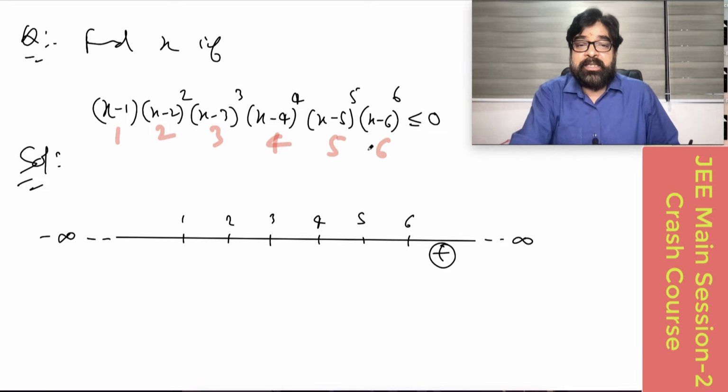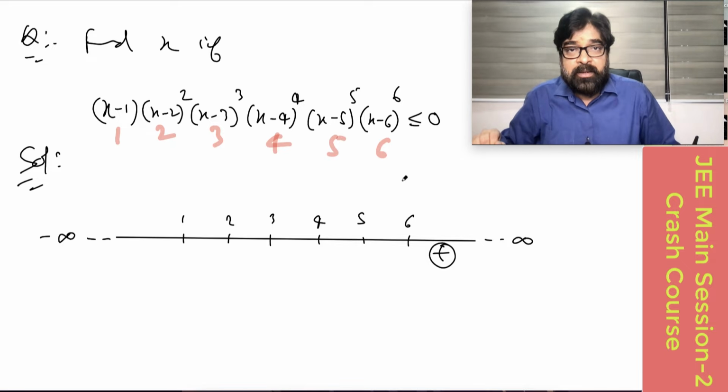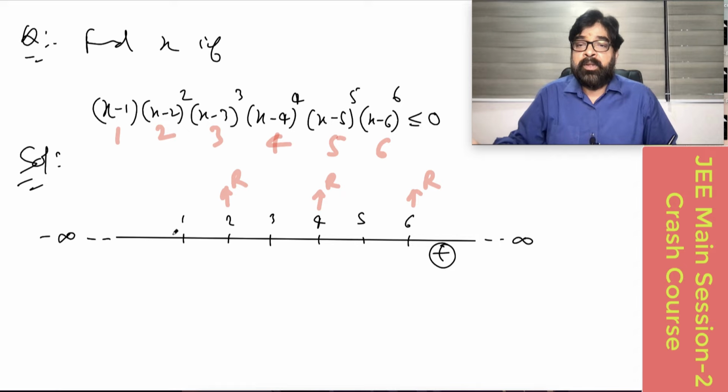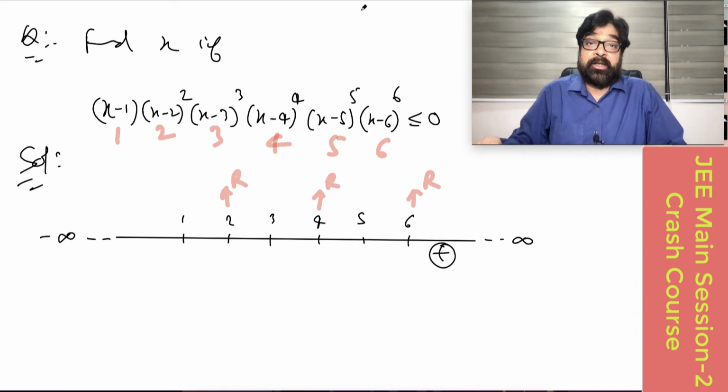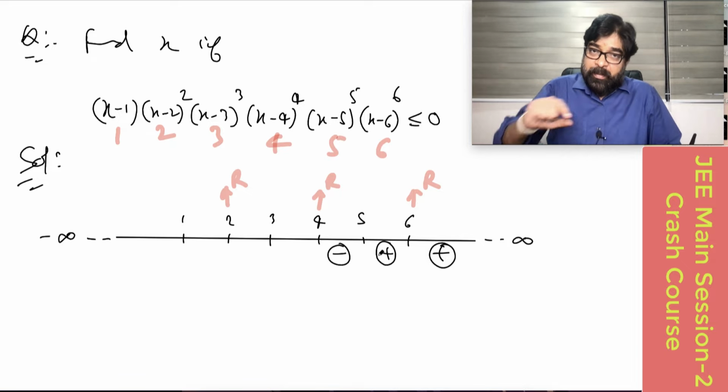See, this 6 is repeating how many times? 6 times, because x minus 6 appears 6 times, no? So this is repeated. 5, 5 times, so a normal critical point, no need of marking. 4 repeated. 3 normal. 2 repeated. And 1 is normal. So plus, since repeated, to plus. Normal, to minus.